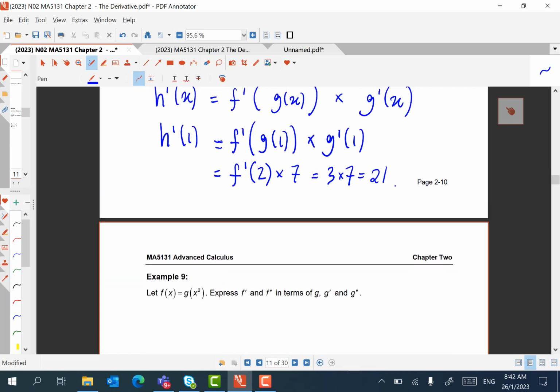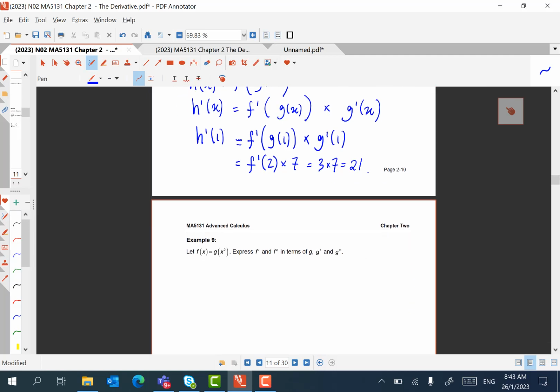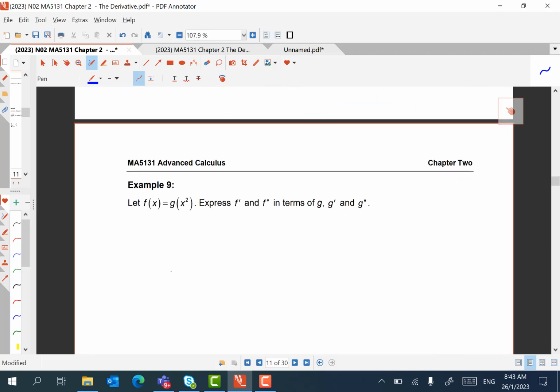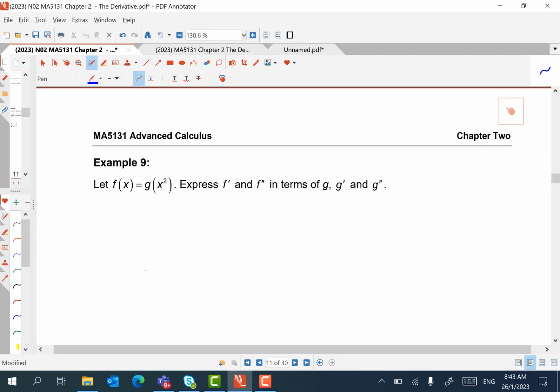Okay, example 9. Let's do example 9. Okay, Ethan, example 9. Do you know how to do it? Okay, Ethan, I'll give you a chance to demo. Wait a moment, my mind is blank.